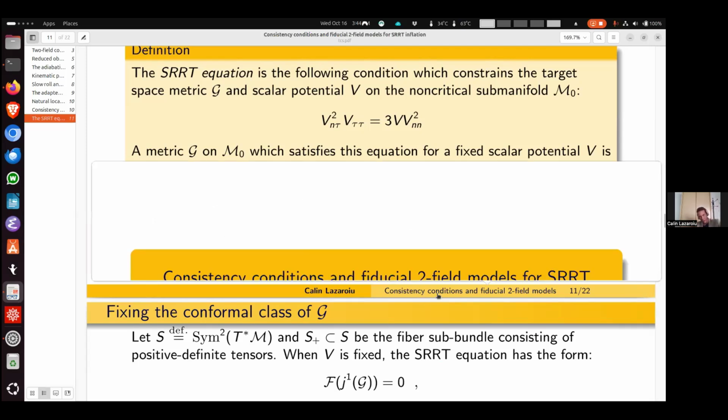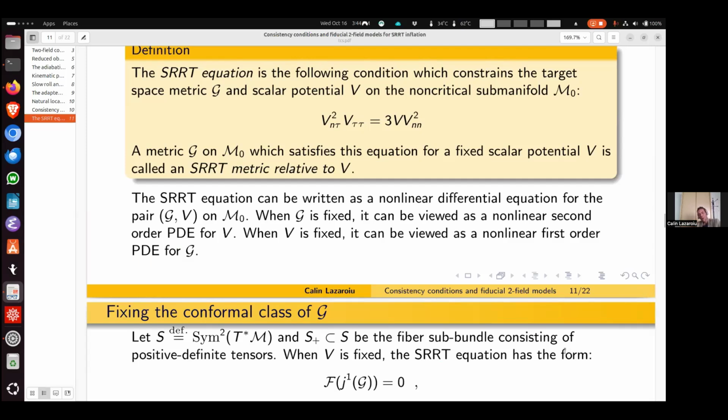certain function defined on the relative Whitney product of the first jet bundle of curves of M naught with the second jet bundle of curves of M naught, which you require to be equal to 0. So it's in a standard sense of geometric nonlinear PDEs. It's a nonlinear PDE, which is of first order in G and second order in V, where GV are sections of certain bundles defined by M naught and so on. Okay.